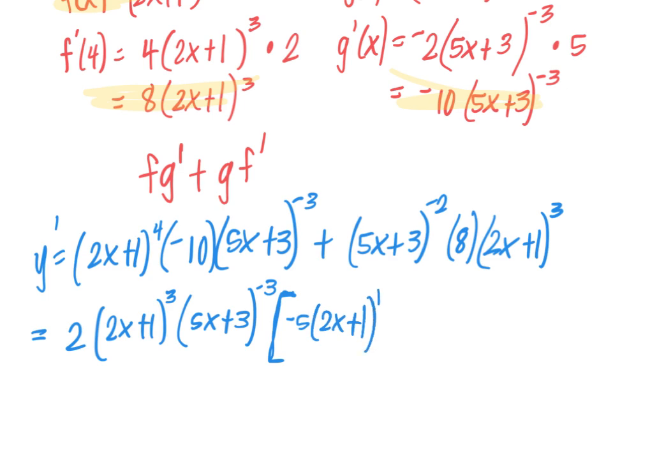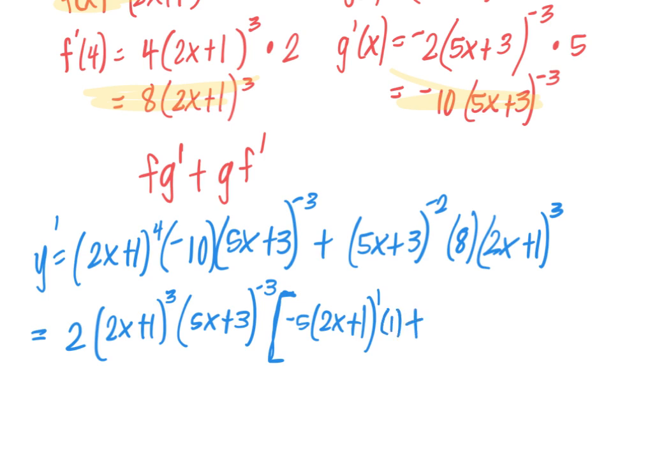That little 1 that I put there is not really needed, but I put it there. And then when I say 5x plus 3 to the negative 3 power divided by 5x plus 3 to the negative 3 power, that's the same exact thing. So that's just a factor of 1 right there.